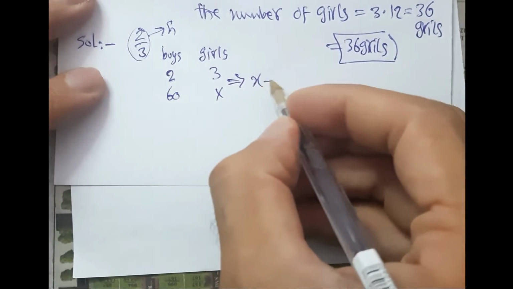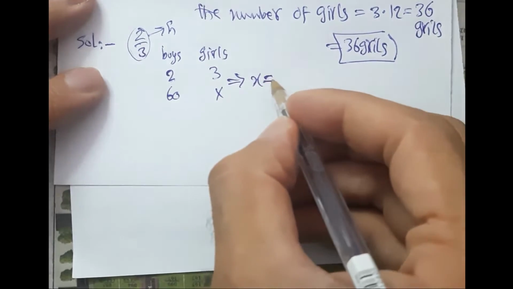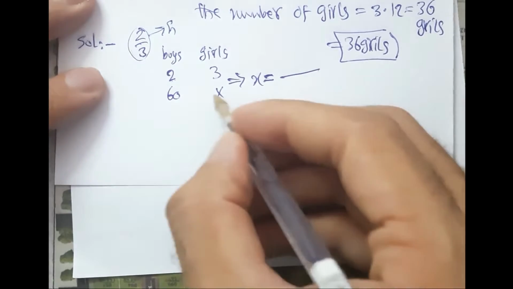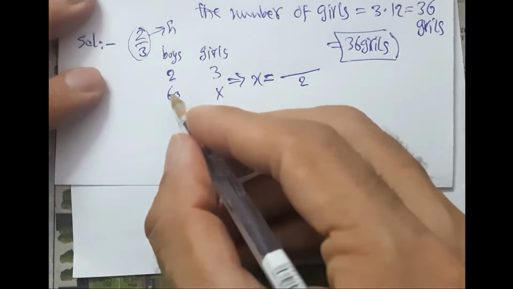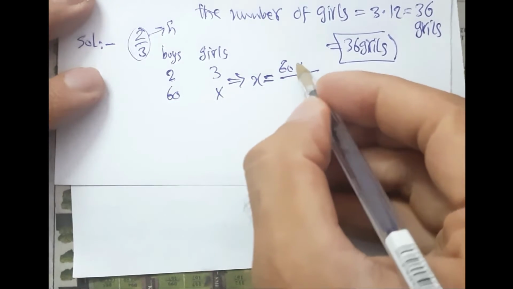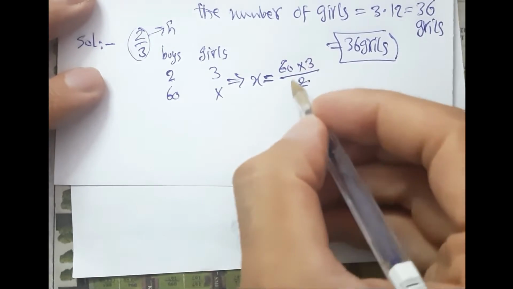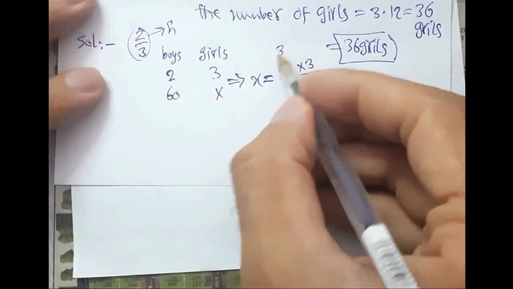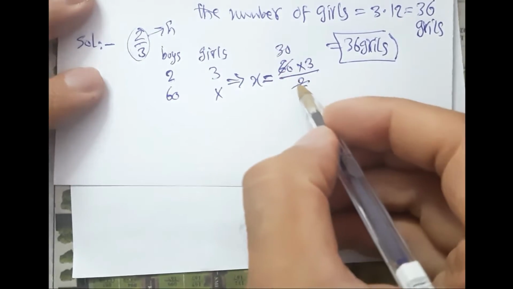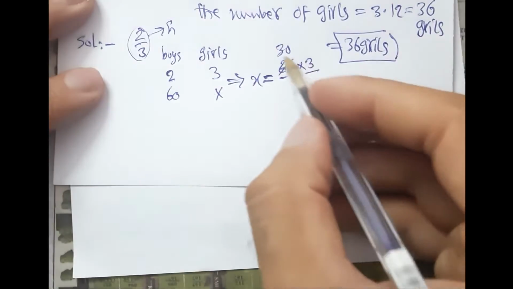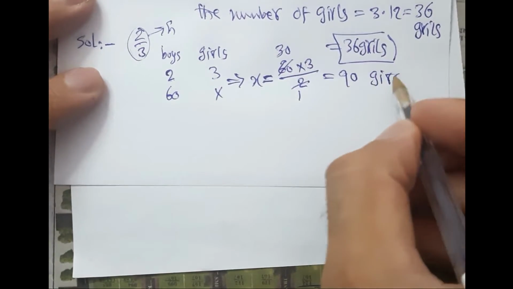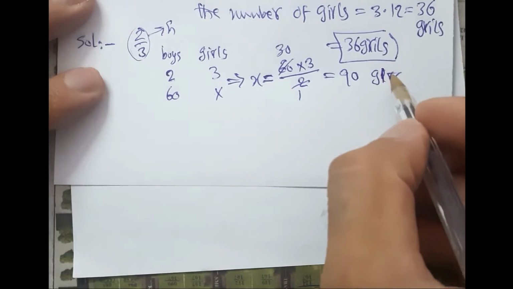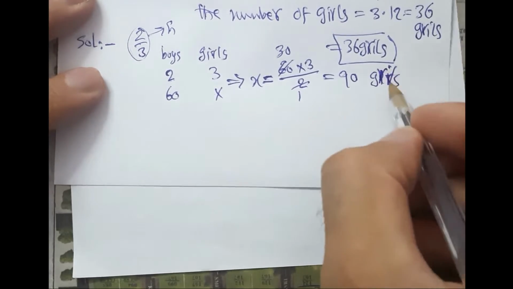X is equal to, it is direct proportion, so 2 comes to the denominator and 60 is multiplied by 3. 60 divided by 2 is 30, 30 multiplied by 3 is 90. We have 90 girls.